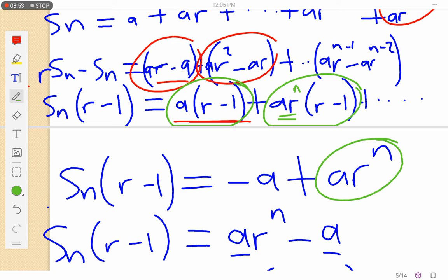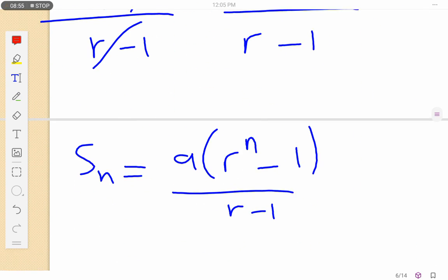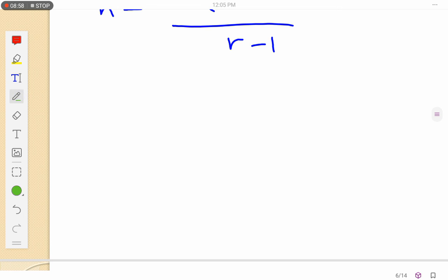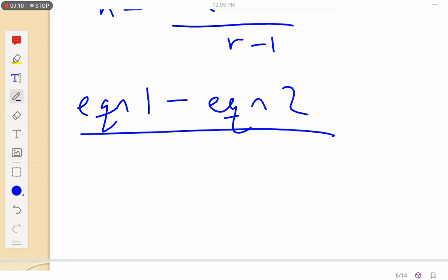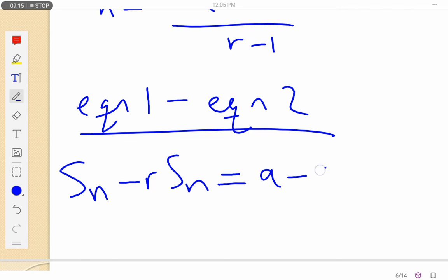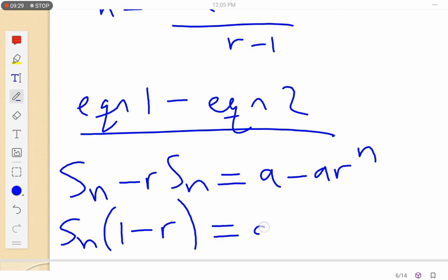I can do the same to get the other formula. You simply say equation number 1 minus equation number 2. So if we do that, I'll end up having Sn minus R Sn is equal to A minus A R to the power of n. They just interchange this one. And if we take out the common factor here, Sn, I'll have 1 minus R is equal to the common factor A, times 1 minus R to the power of n, like that.